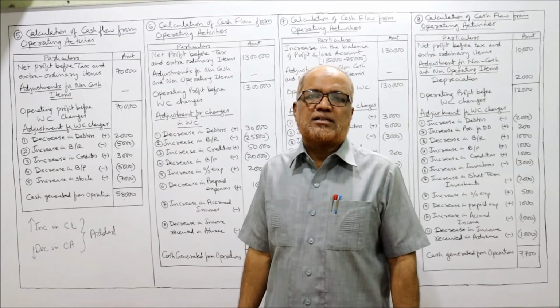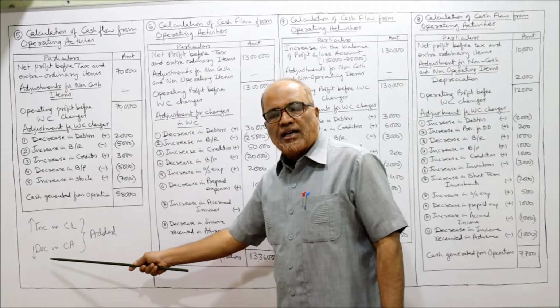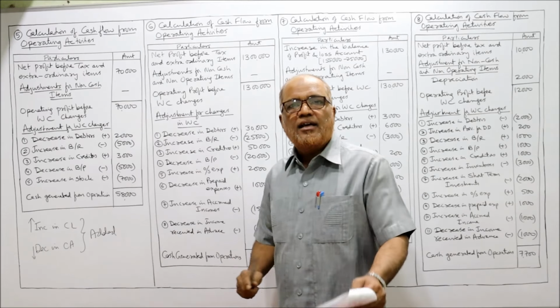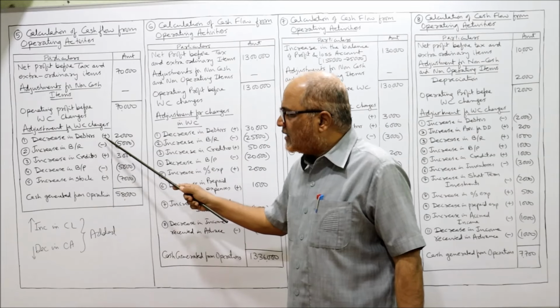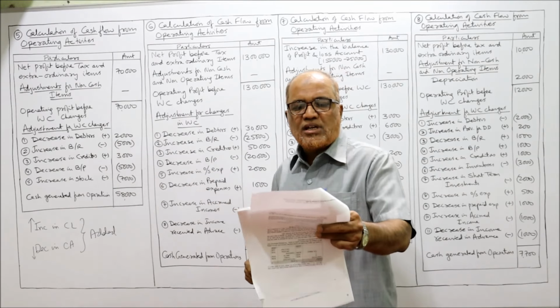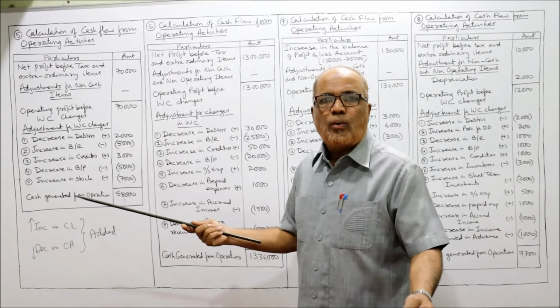Decrease in current asset. So decrease in current asset should be added. Here there is a decrease in debtors, so I have written decrease in debtors, added. How much is the difference? 42,000 minus 40,000, 2,000.